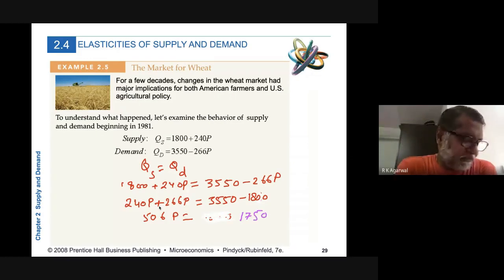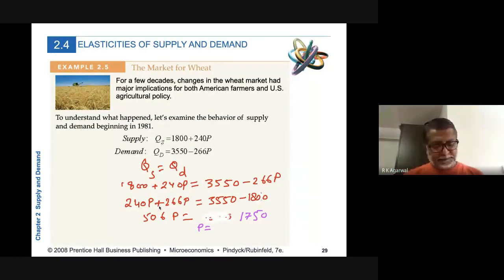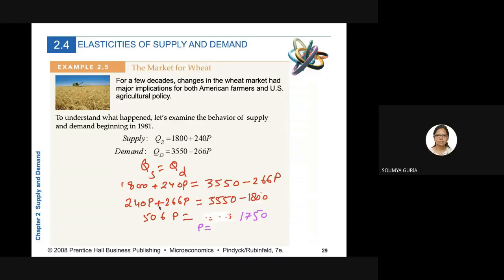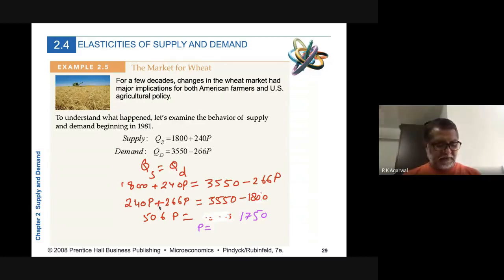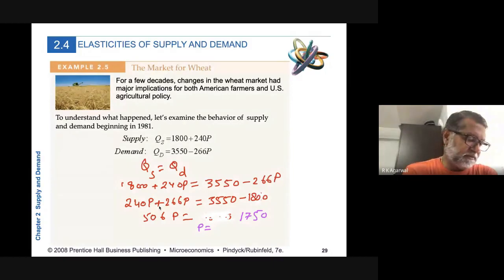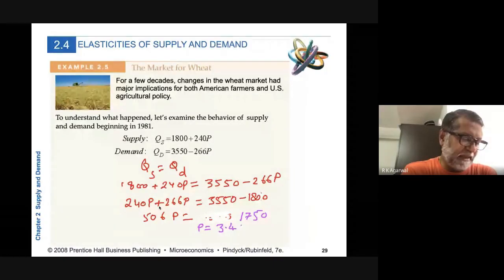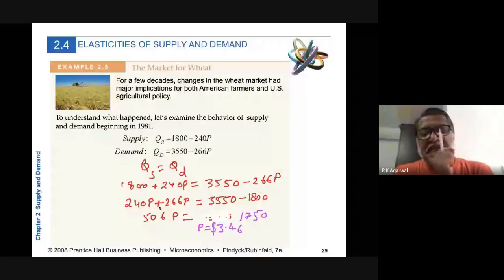So if it is 1750, then P will be equal to how much? 1750 divided by 506, which is 3.46. If the price is in dollars, we will write dollar 3.46. So this is the equilibrium price. Is this okay?